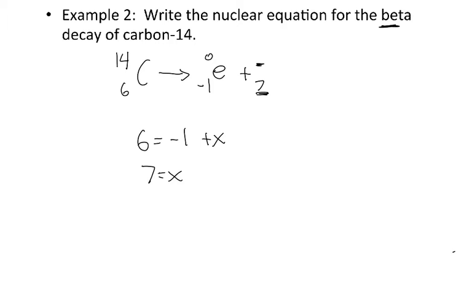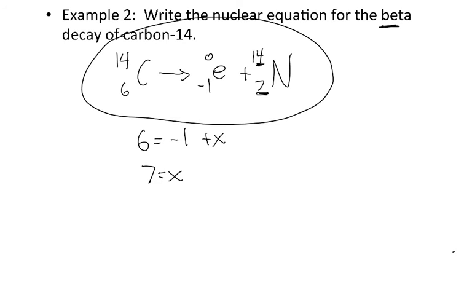right? And then the mass number is easy, right? It's not going to change because I've got this 0 here, so I'm still going to have a 14 up top. And so take a second, go to your periodic table, and see what element has atomic number 7. All right, and hopefully you discovered that that was a nitrogen atom. So here's the nuclear equation for the beta decay of carbon-14.